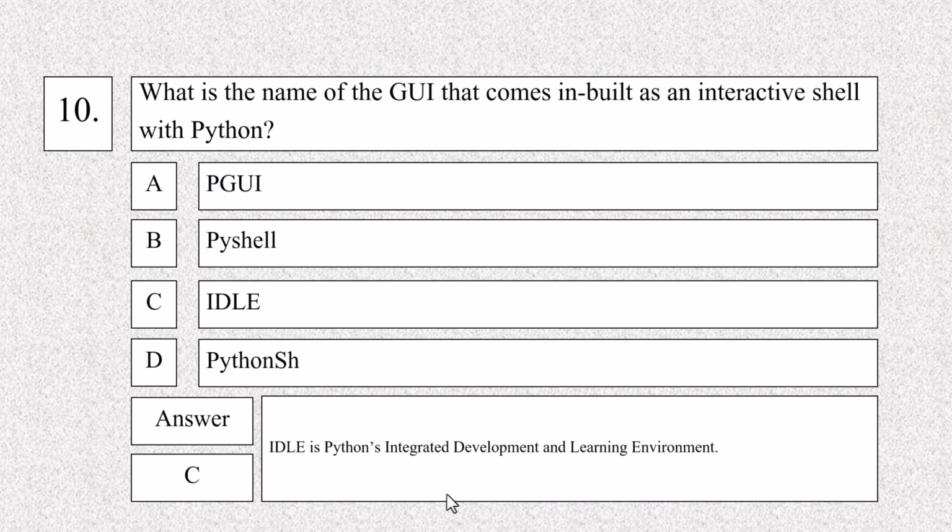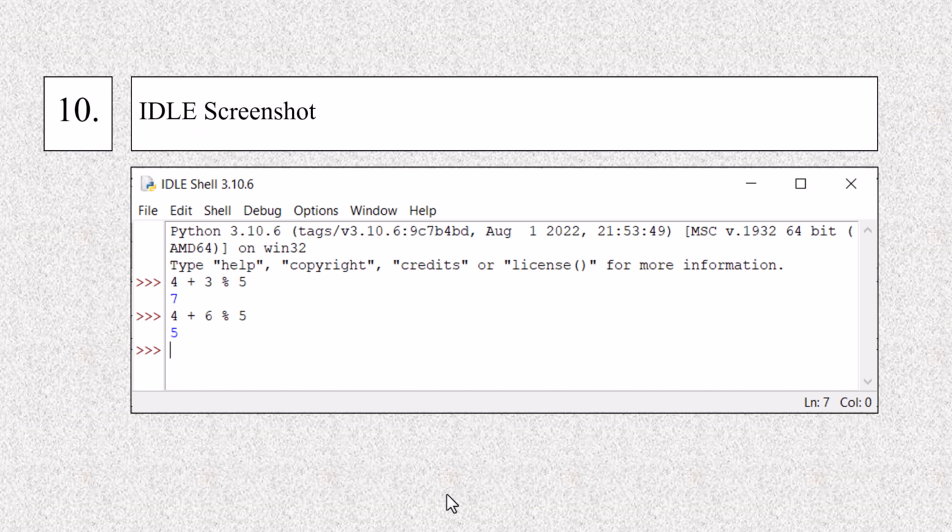And IDLE is a Python integrated development and learning environment. This is a screenshot you can see here. This is a screenshot of IDLE, which I have shown in the previous example also. So in this IDLE shell, you can write your command or your Python code, and you will get the output as soon as you press enter.